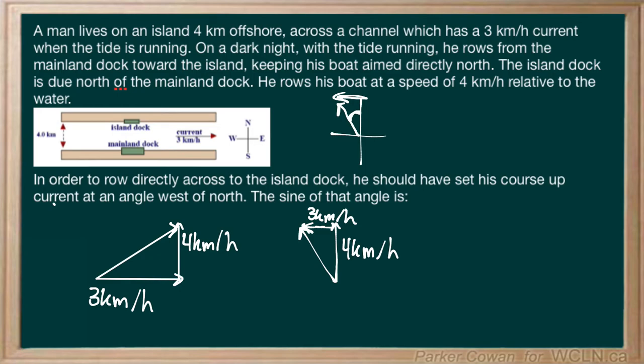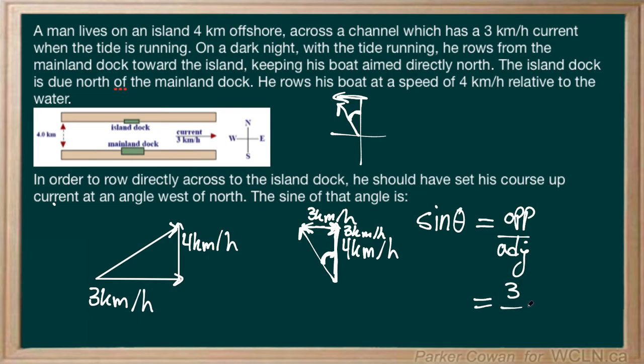Okay. Now, what's essentially going to happen is that there's also a 3 km/h current, and so he's going to end up just going completely straight. So if we want to find the sine of the angle which he must take in order to travel in a straight line, we're just going to do opposite over adjacent, right? Because sine theta is equal to opposite over adjacent. So opposite of that angle, we have 3, and adjacent to that angle, we have 4.